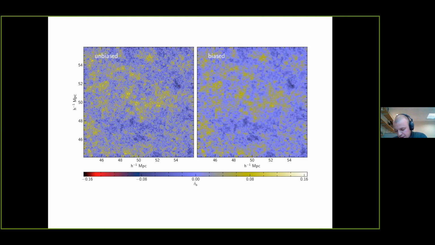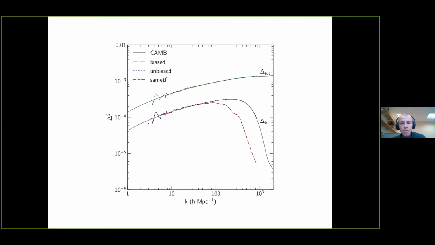So that's the way we do it. This is just showing the same thing numerically. This is just the power spectrum of the baryon overdensity. So the short dash blue line is the initial conditions you get out of MUSIC, so it follows the input power spectrum quite closely. And the red dash line is after it's been biased. So you get the suppression past k of about 40.